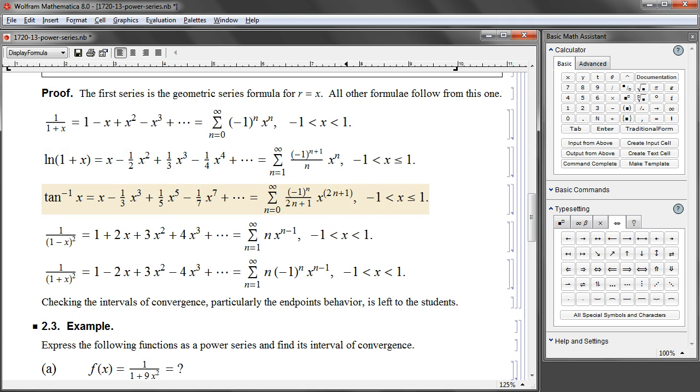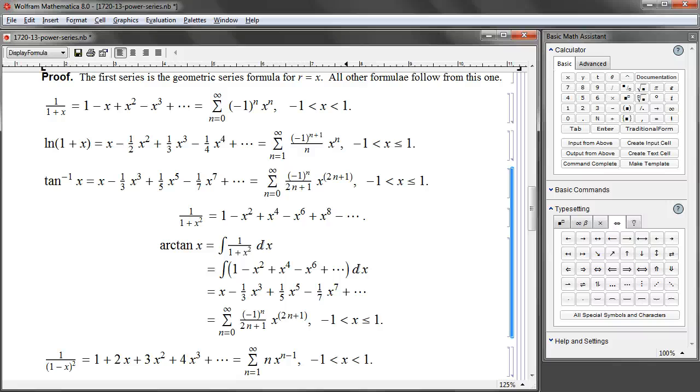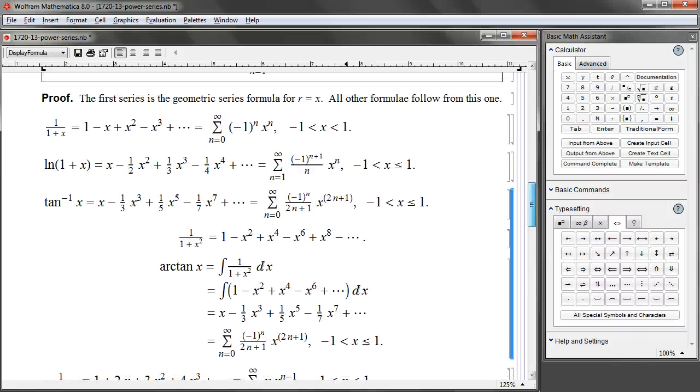Now, how about the third formula here? This one is very similar to the previous one, except the starting point is a little bit different. Instead of integrating 1 over 1 plus x, we need to integrate 1 over 1 plus x squared, because the derivative of the arctangent function is 1 over 1 plus x squared, as you see over here. I mean, 1 minus x squared plus x to the 4th power minus x to the 6th power plus x to the 8th power minus x to the 10th power, plus and so on.